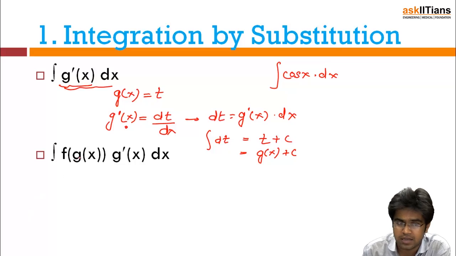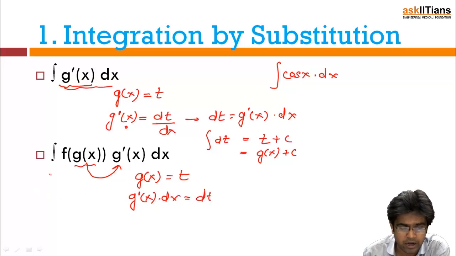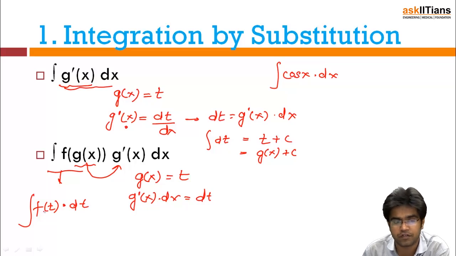What I am saying is that the differential of g x is available. So put g x as t. If I put g x as t and differentiate both sides, g dash x dot dx is dt. Okay, I have written directly. Now this integral transforms into integral of f of t dot dt. Now if you know the integral of f t, you can directly do it. So that is how we are doing.